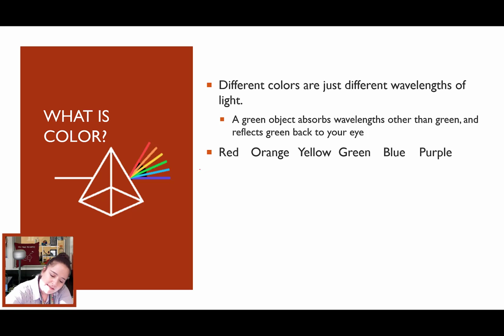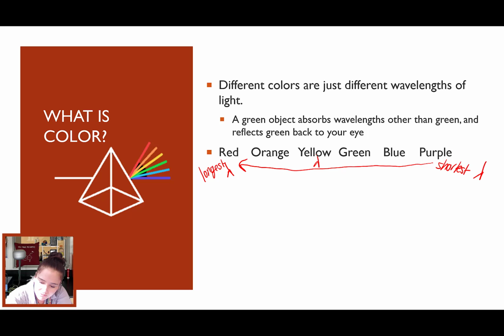We do need to know the colors in order. So red is the longest wavelength, and purple is the shortest. Okay, and again, we use that lambda for wavelength. So wavelength increases as you go towards red. Okay, but that is the opposite trend for frequency and period. So for frequency, red has the lowest frequency, where purple has the highest.